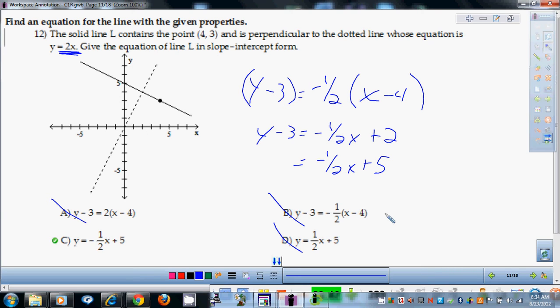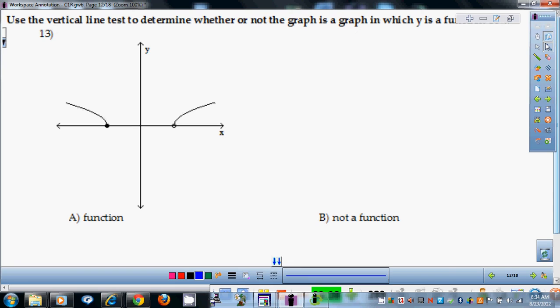All right. Do I need to leave this up there? 13. Vertical line test. Just put a thumb up if you think it is a function, thumbs down if you think it's not. And you are correct. It is a function. Only thing we have to worry about is if it hits multiple times. Gaps do not bother us.